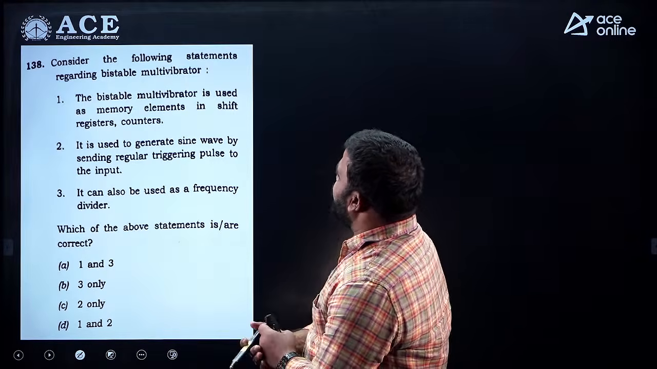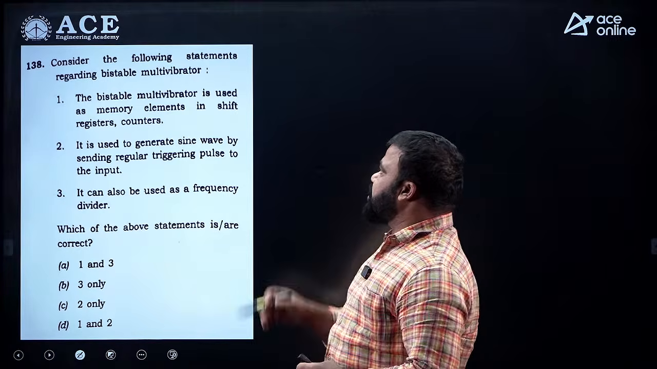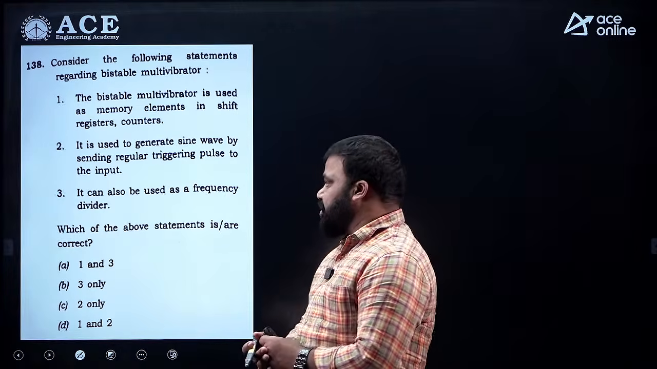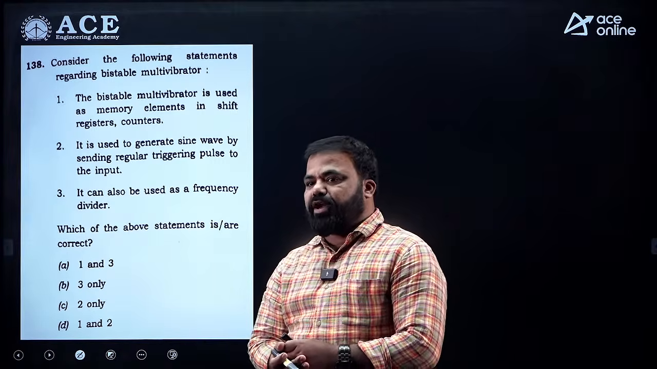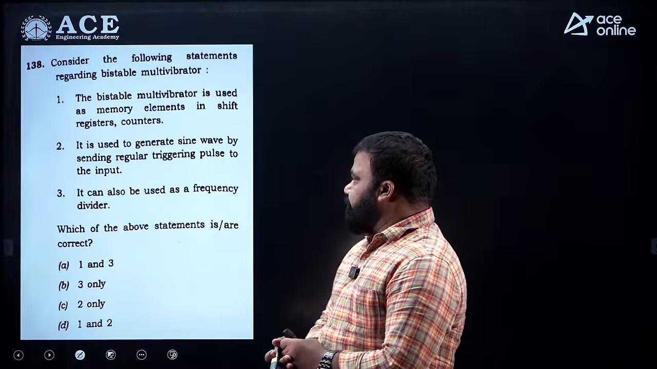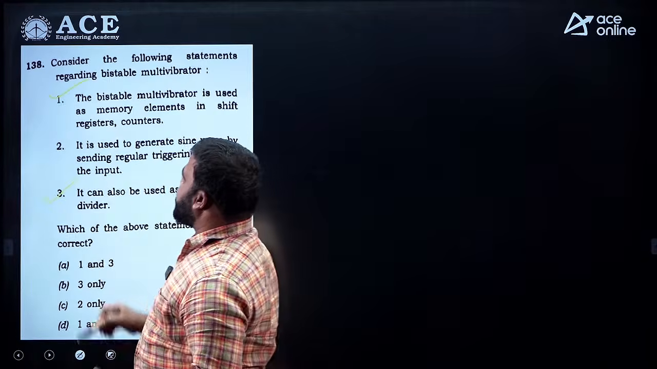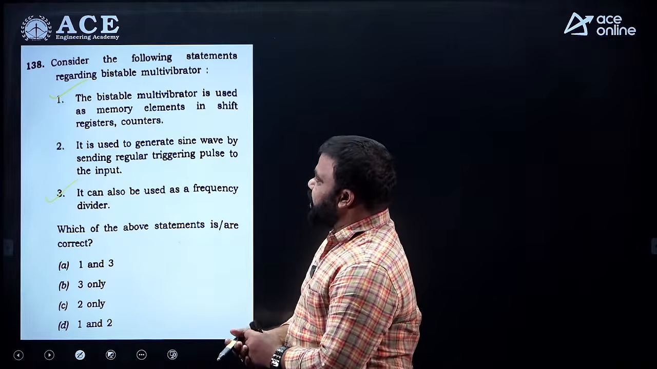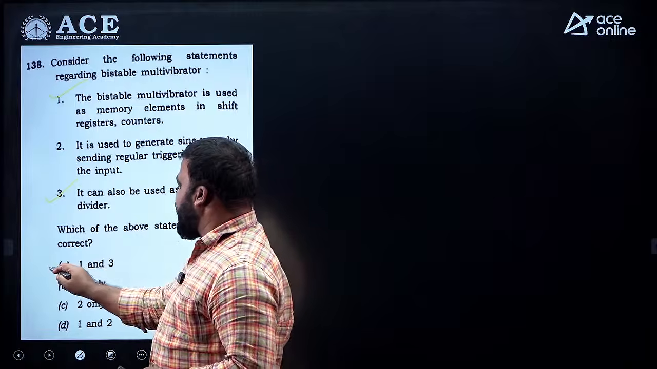Next question. Consider the following statements regarding the bistable multivibrator. We know that a bistable multivibrator can be used as a memory element, and the same can be used in a flip-flop. A flip-flop can be used as a frequency divider circuit. So 1 is correct, 3 is correct. It cannot be used as a sine wave generator, so that cannot be correct. So the answer is A.